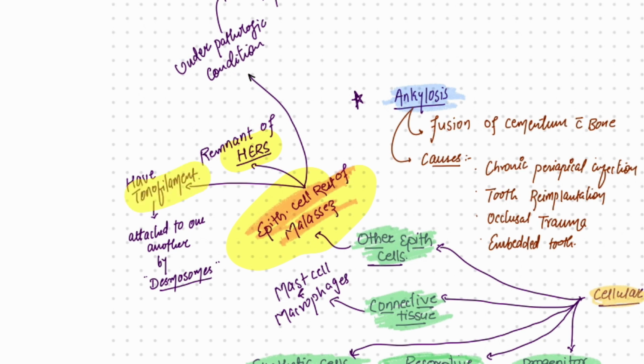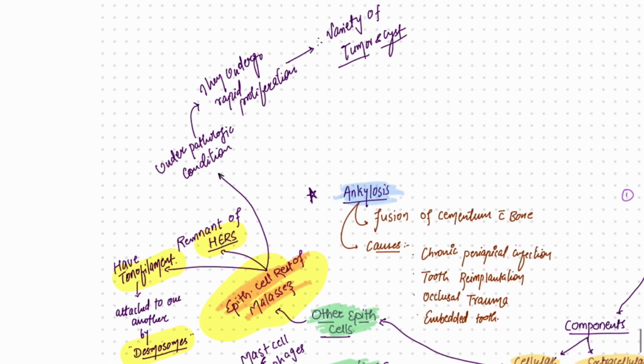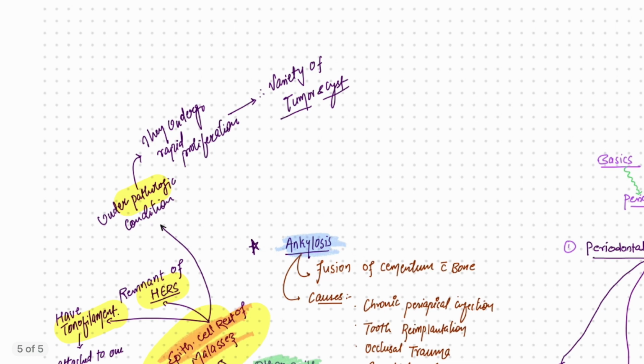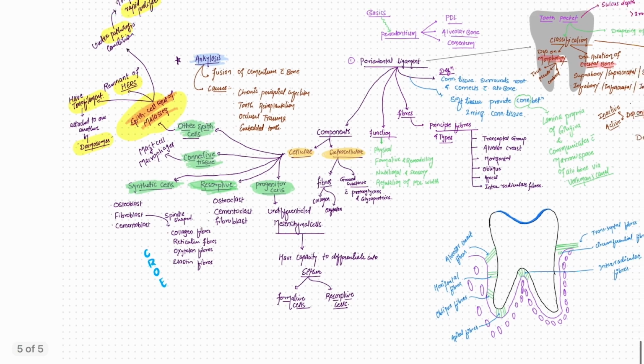They have tonofilaments attached to each other by desmosomes. What are desmosomes? It is a basic concept, you should know it, it is basic terminology. Epithelial cells undergo a pathologic condition, and after that they undergo rapid proliferation. Therefore, a variety of tumors and cysts can also form. Epithelial cell rests of Malassez, which are the remnant of HERS, can also cause pathological activity, and in pathology, tumor and cyst formation. Okay, so these are all about that.